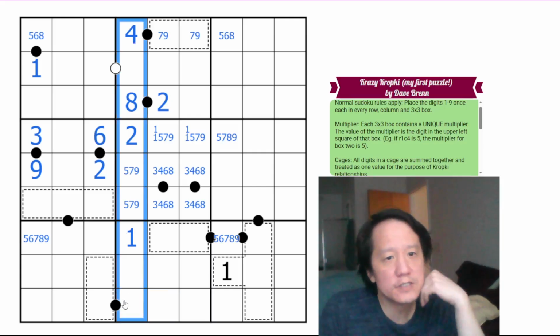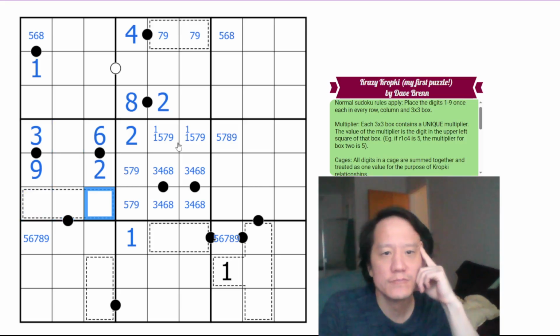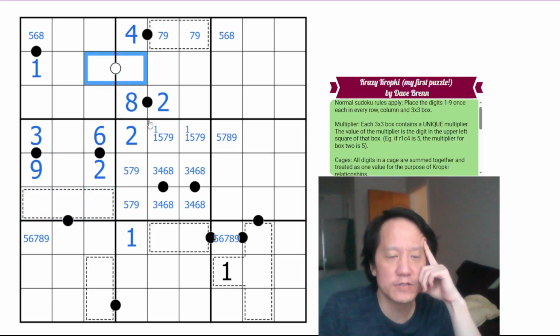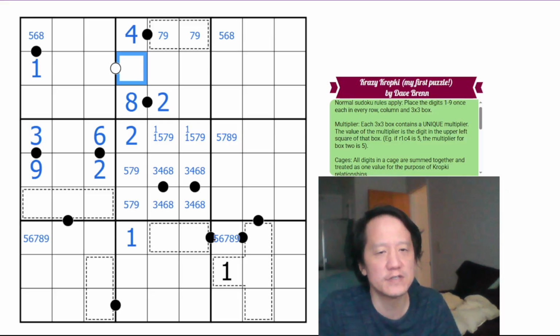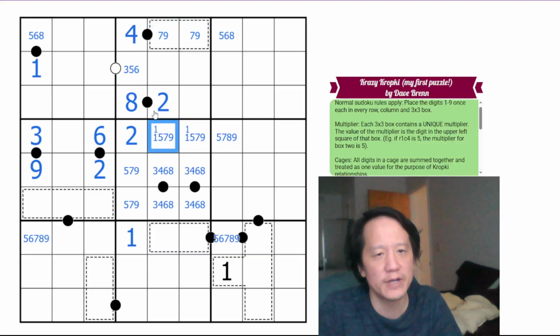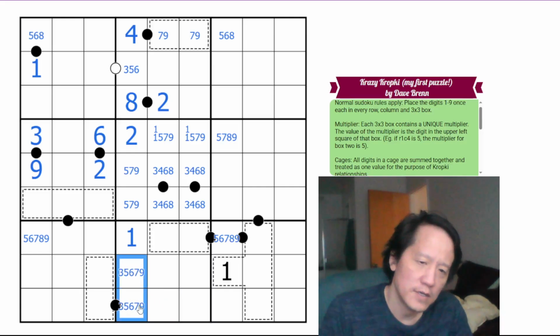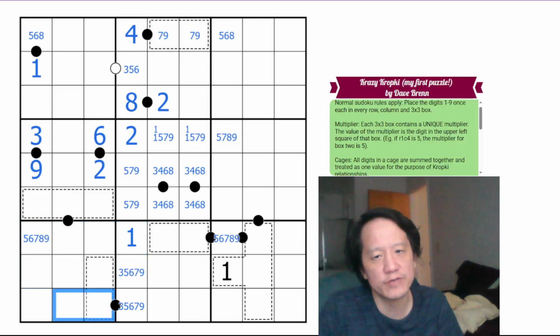Remaining digits in... So these two are consecutive. The remaining digits in column 4 are 3, 5, 6, 7, 9. And it cannot be 7 or 9 because of the 7-9 pair in that box. So 3, 5, 6, 7, 9. Okay. 1 cannot be here or here, so 1 has to be one of these two.